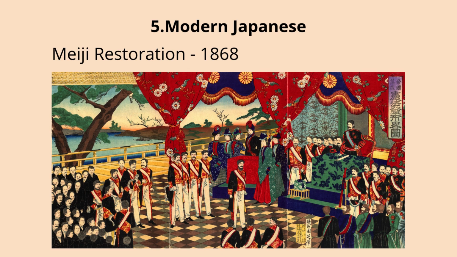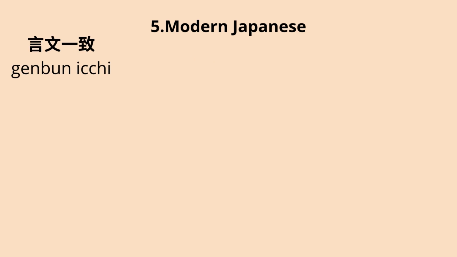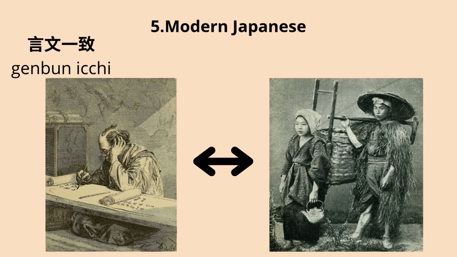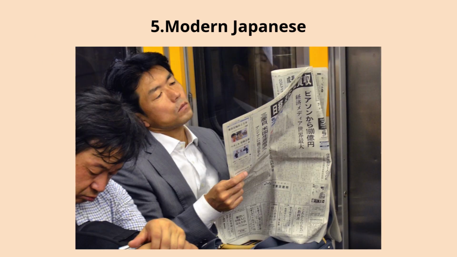This was a time when Japan quickly modernized and opened up to the world. The old warrior government was replaced, and Japan quickly became a modern country, often borrowing from Western countries. This included big social and technological changes. A very important movement called Genbun Ichi, meaning unification of spoken and written language, aimed to make written Japanese just like spoken Japanese. This changed how books and newspapers were written, making them much easier for everyone to read.